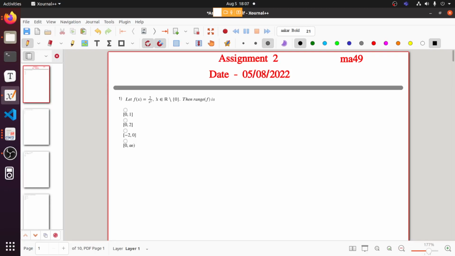Given that f of x equals 2 by x square, which is defined for x belonging to non-zero real numbers, right? You have to find the range of f. You can also draw the diagram of how this function will look. At 0 it is not defined, right? It is defined on R minus 0. So what will be the value nearby 0?